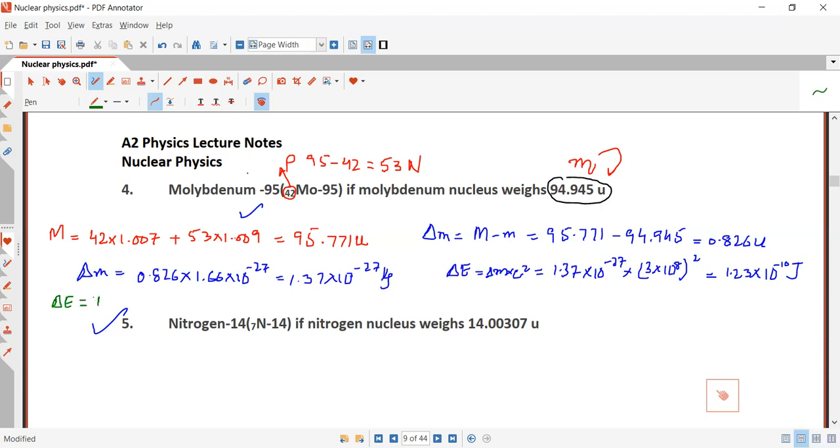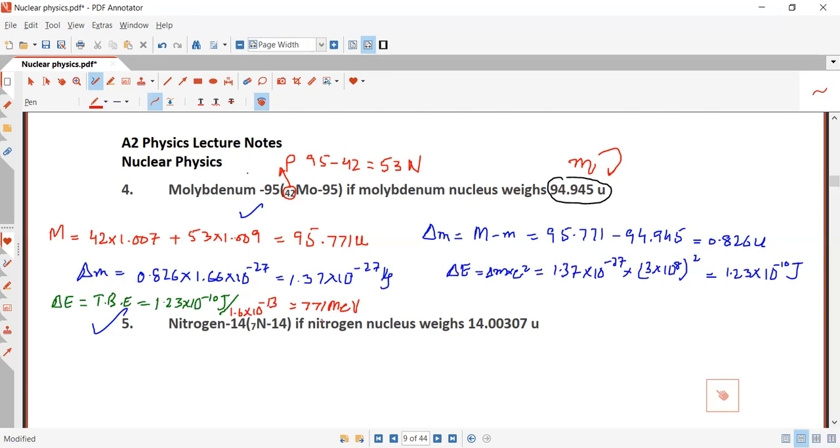This delta E we call the total binding energy. Total binding energy is 1.23 times 10 to the power negative 10 joules. If we want to convert it into million electron volts, we divide it by 1.6 times 10 to the power negative 13, and then it's going to be 771 million electron volts. Right, students? But do remember that this is the total binding energy.